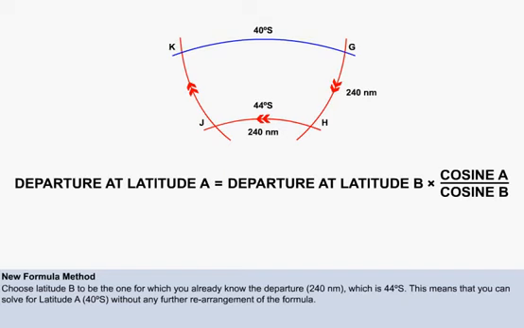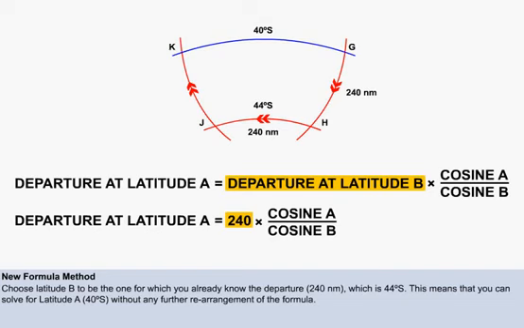The departure at latitude B is 240 nautical miles. Cosine A is the cosine of 40 degrees, and cosine B is the cosine of 44 degrees.